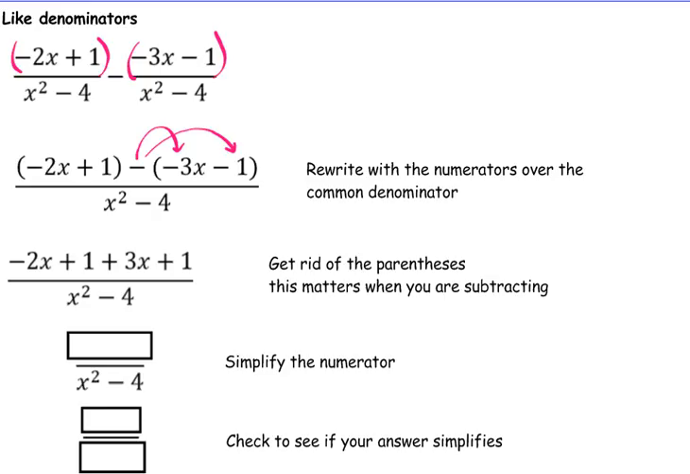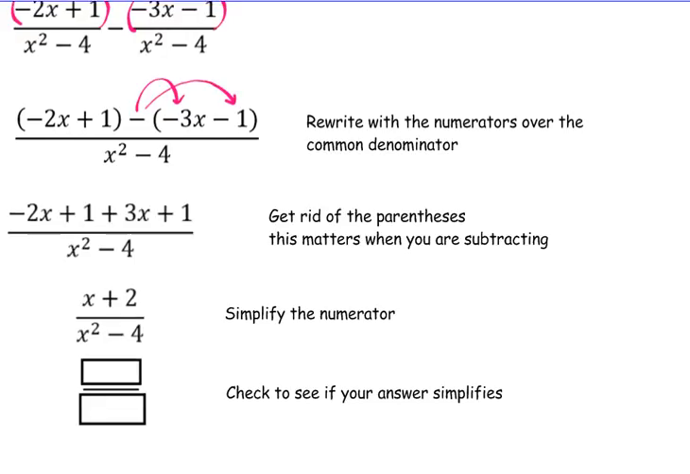Now we'll collect like terms. And after I collect like terms, I'm going to simplify my numerator. Check to see if my answer simplifies. I need to factor my denominator in this case. My denominator would be x minus 2, x plus 2. And I might notice that x plus 2 is a common factor in the numerator and the denominator.